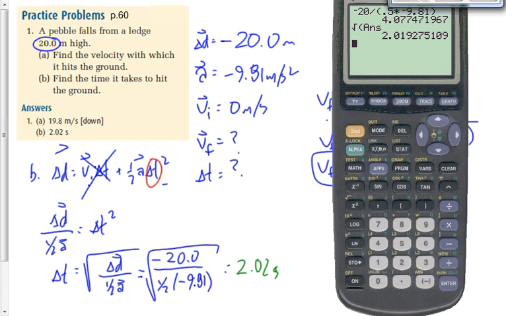Final answer is 3 digits. Why? Because the displacement is 3 digits. The acceleration is 3 digits. And that's all the data that we used. Good?